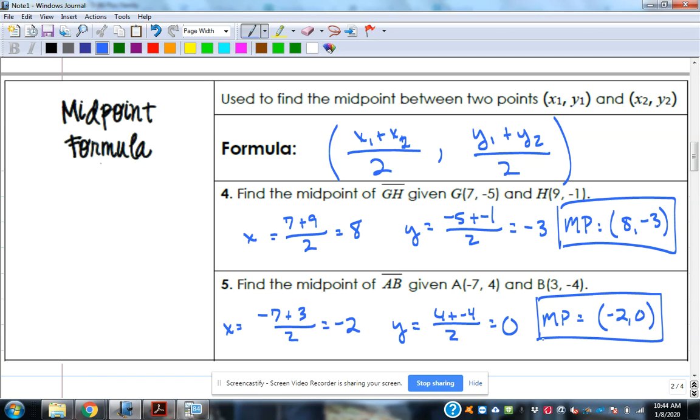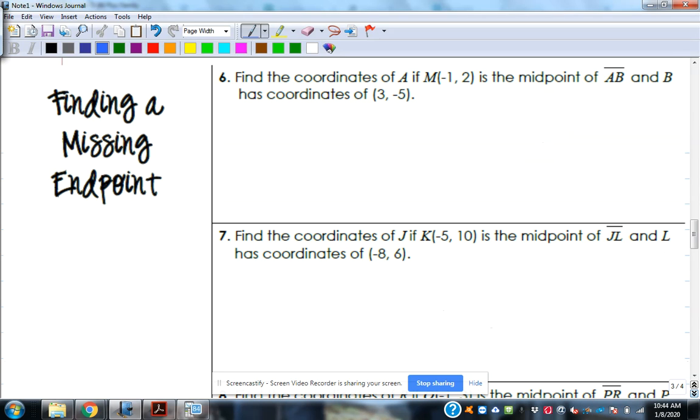Notice how I set those up like separate equations. The reason I do it that way is because of the next thing, the other side of your sheet there, where we're finding missing endpoints. So setting up those equations like I've done here on these problems is how I'm going to set up to do these problems. Okay, so they're telling me to find the coordinates of A if M, negative 1, 2, is the midpoint of a segment AB and B has these certain coordinates. So they're telling us this is the X value and this is the Y value of the midpoint.